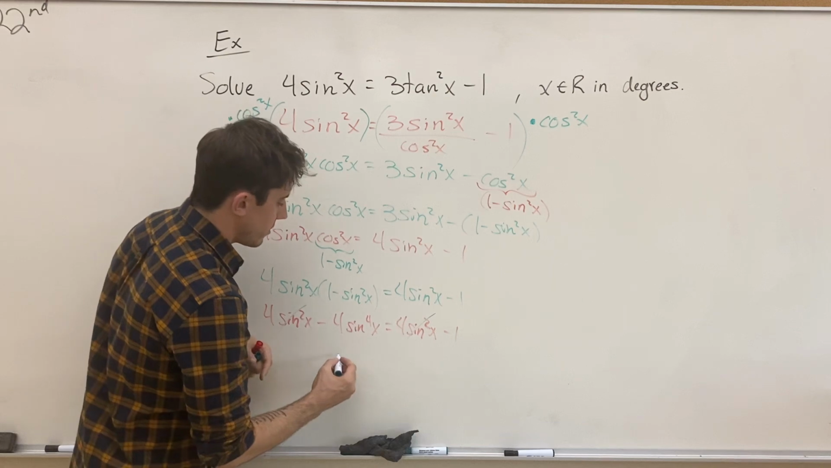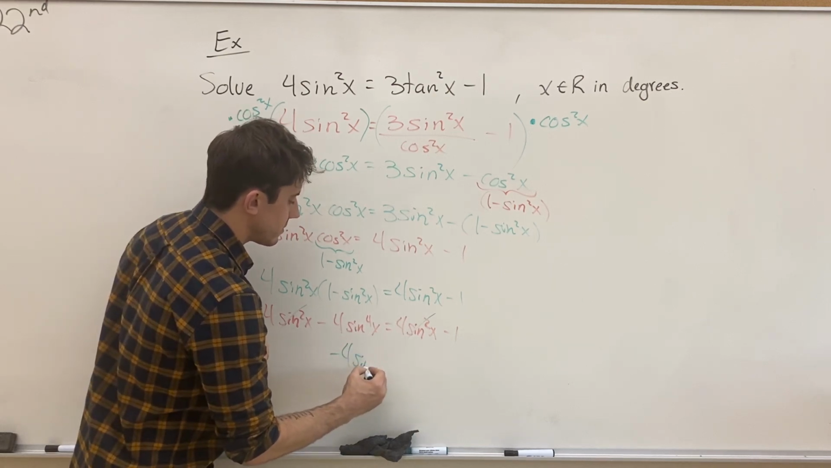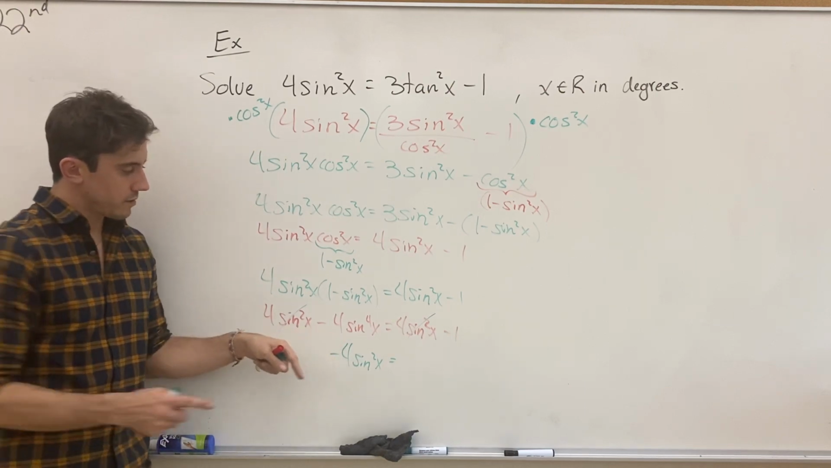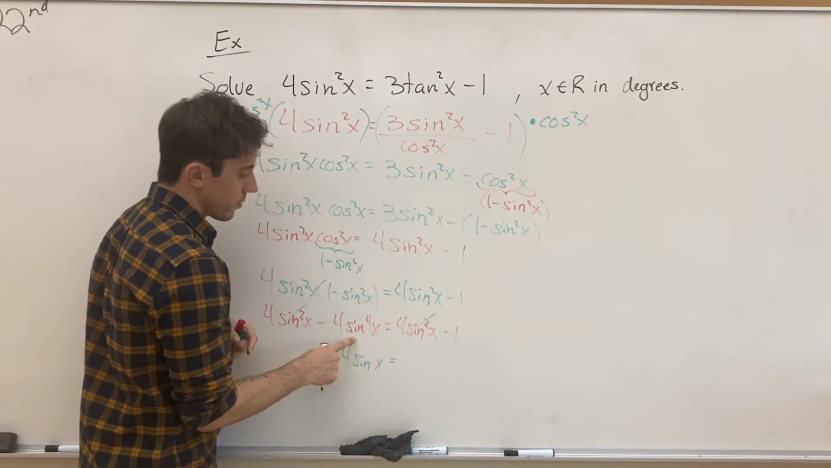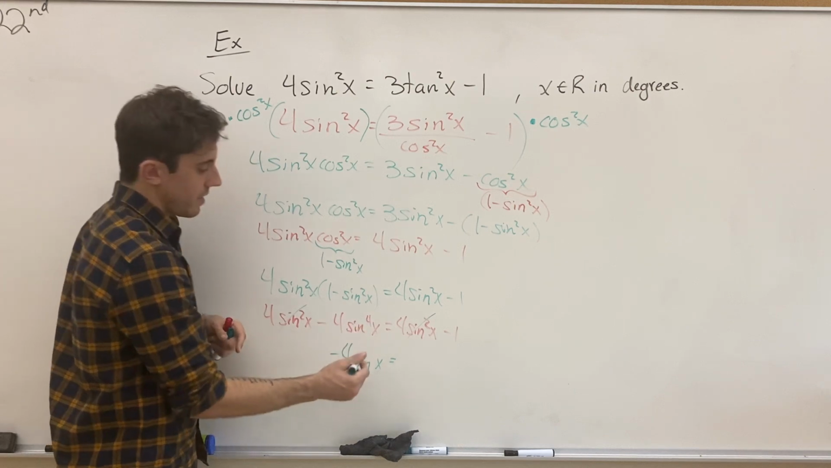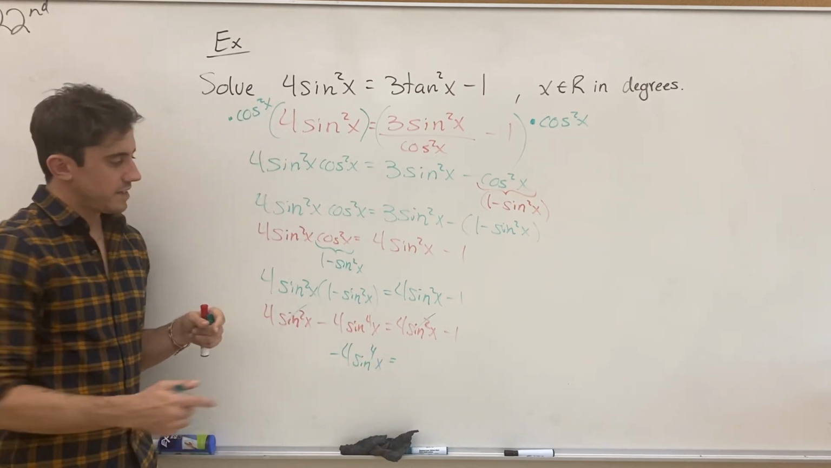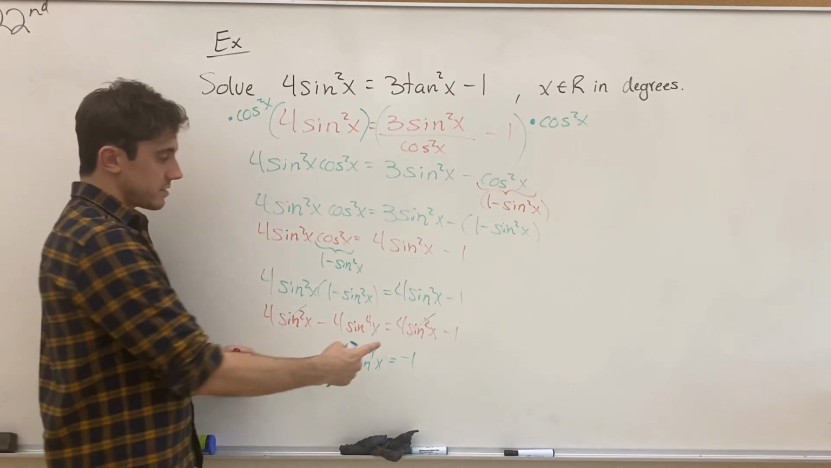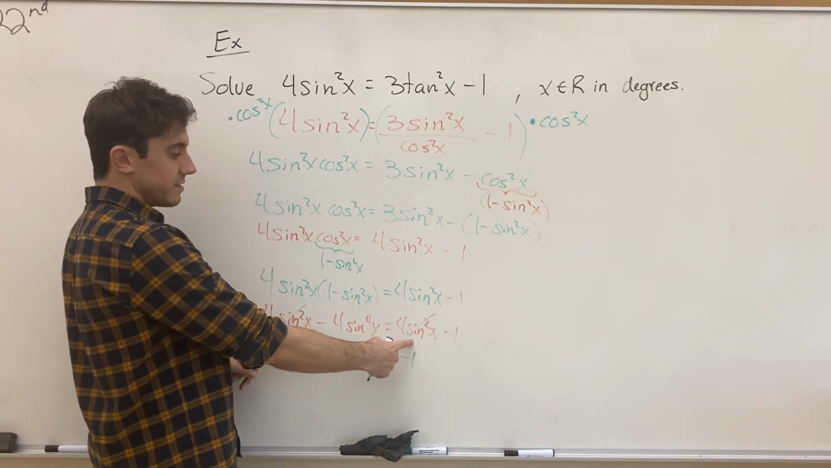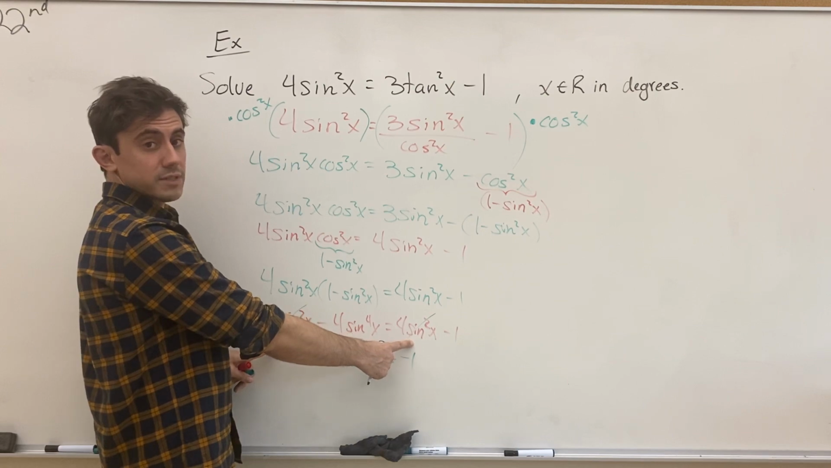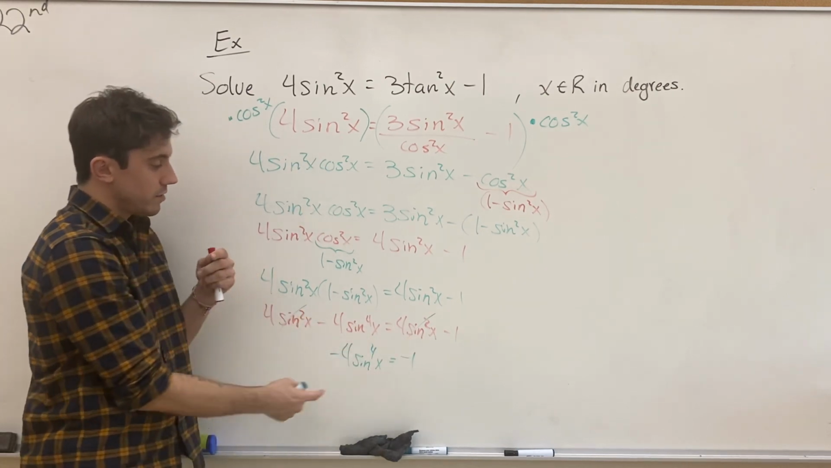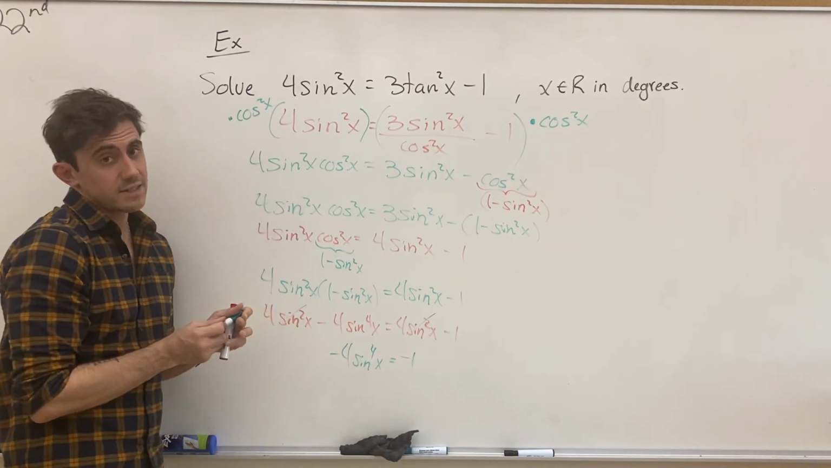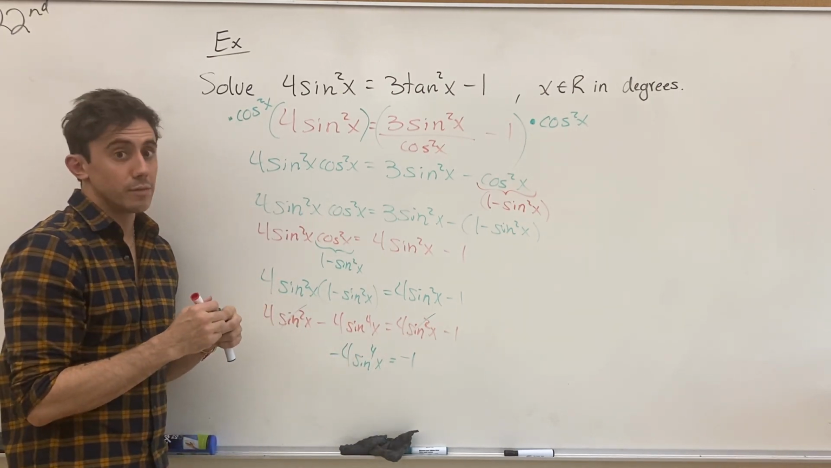And so now we right away get to simplify our equation to -4 sine to the 4x is equal to -1, right? Because the sine squares completely got rid of one another on both sides of our equation. And so now we end up with one term only on the left side, one term only on the right-hand side, and this is getting doable.